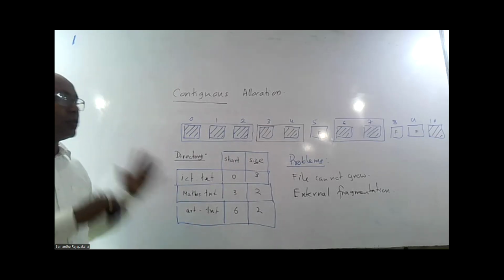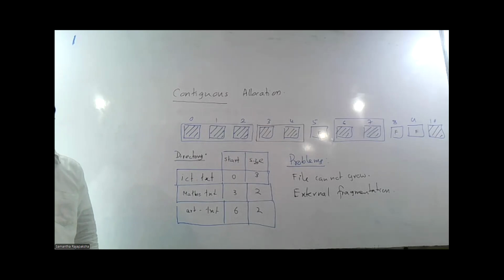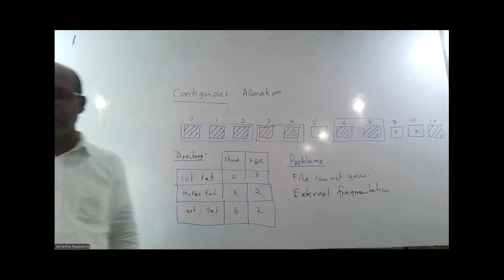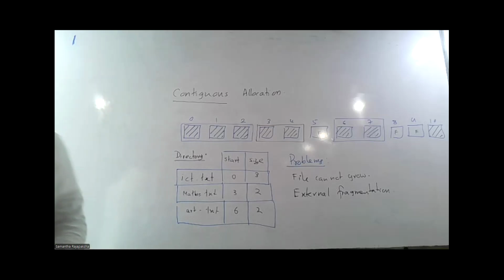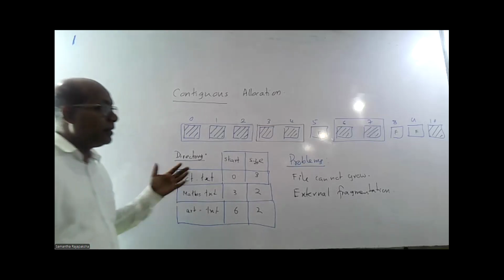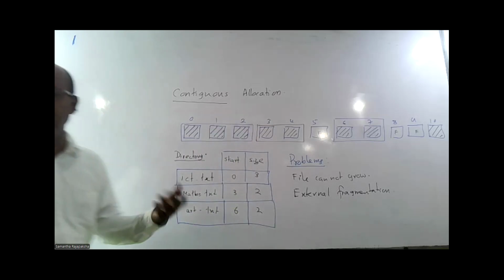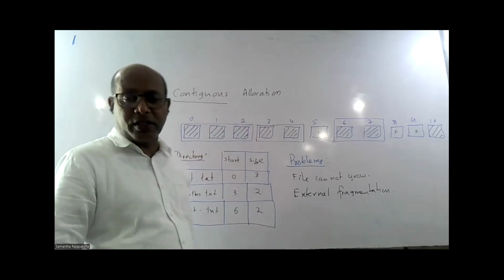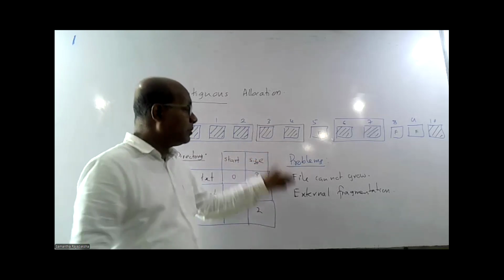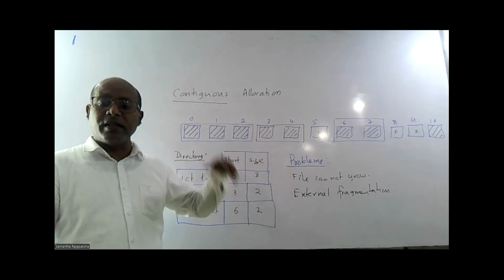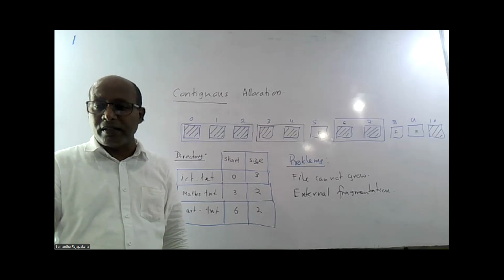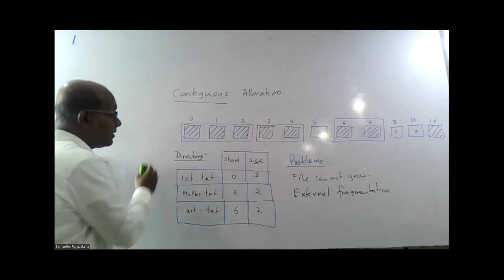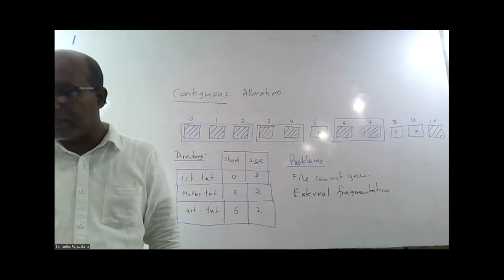So those are the 2 problems we have in the contiguous allocation. Now let's see how we solve this using the linked allocation. These 2 problems can be solved using the next one. Next one is linked allocation. Let's see how it works.